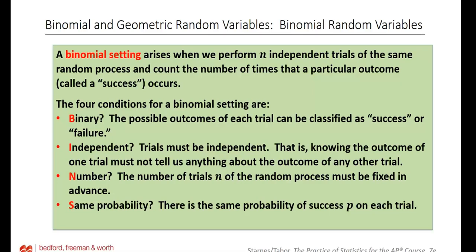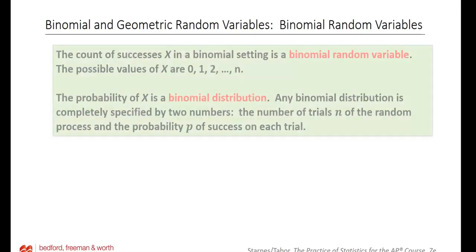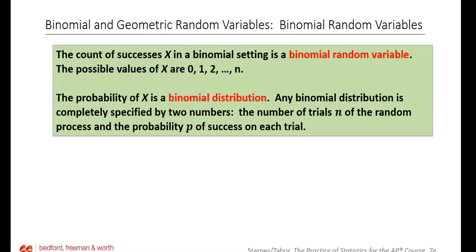The same probability of success. So the probability of success cannot change. It has to be the same probability of success from roll to roll, from flip to flip, whatever it is you're doing. It can't change. So if you were grabbing cards out of a deck and keeping them, not putting them back, that's not going to be the same probability, because every time you grab a card, the probability is going to change for the next card. So that would be an example of not binomial.